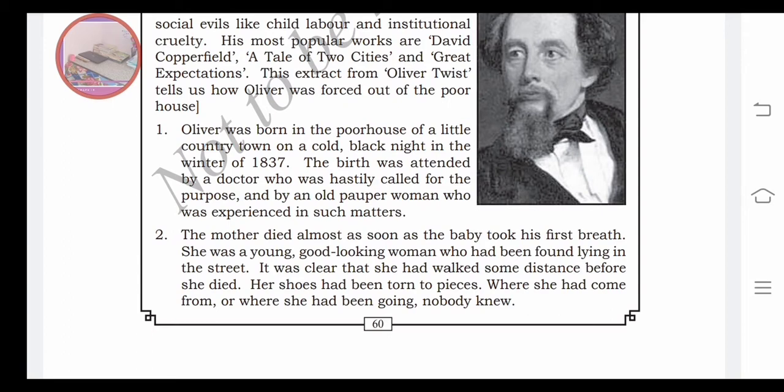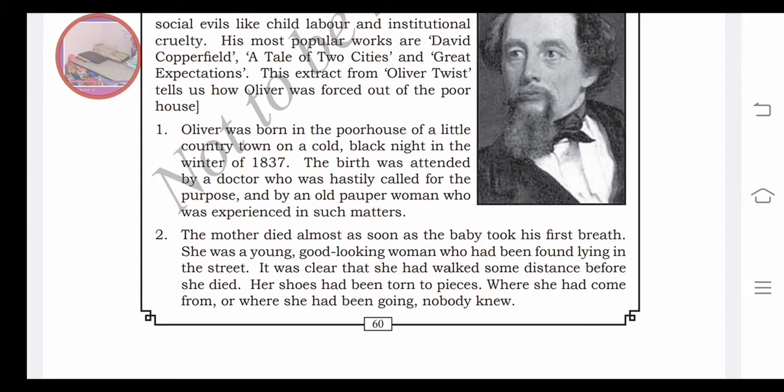Oliver Twist was born in a poor house, on a black night in the winter of 1837. The birth was attended by a doctor, who was hastily called for the purpose, and by an old pauper woman who was experienced in such matters. So he was born on a black night in winter. At that time, the doctor was not there. An old lady came, and she was experienced in this type of thing, and he was born in 1837.